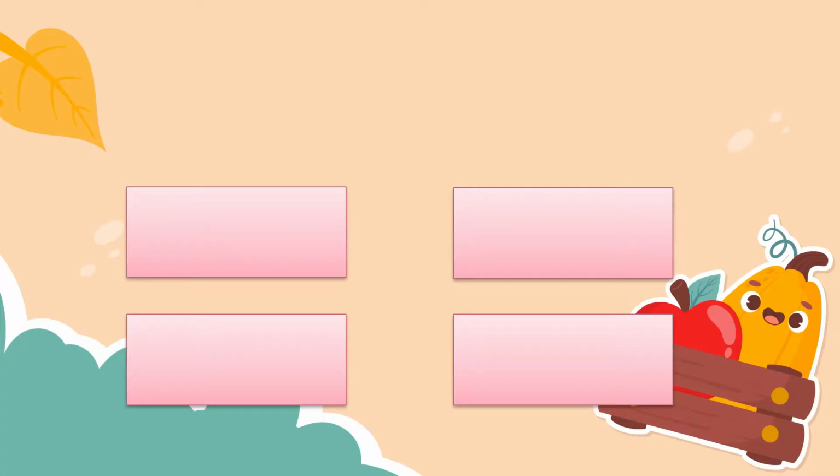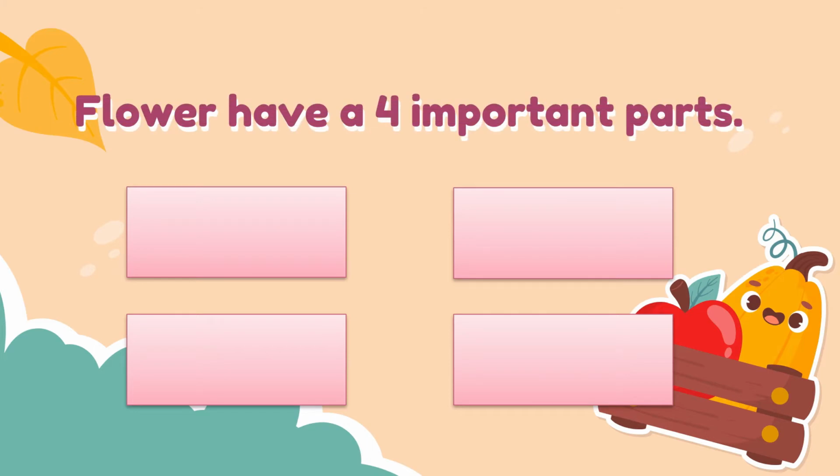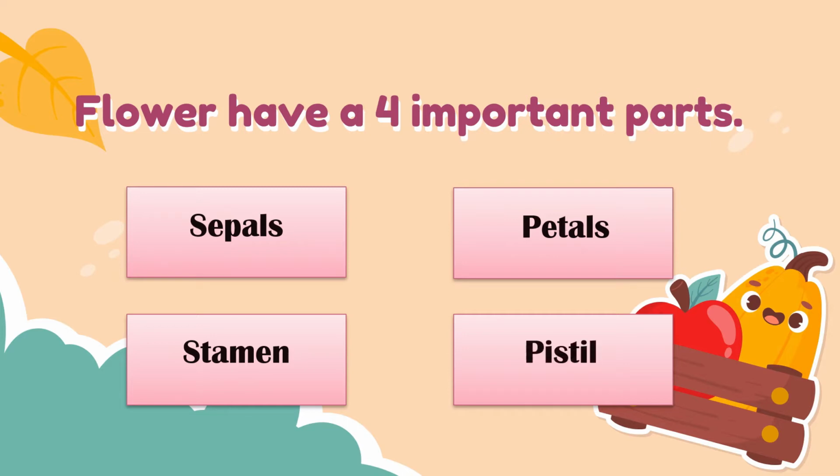Okay, class. Do you remember the 4 important parts of the flower? Great. What is the first important part? That is sepal. S-E-P-A-L-S. Sepals. Next, petals. P-E-T-A-L-S. Petals. And the third is stamen. S-T-A-M-E-N. Stamen. And the last part is pistil. P-I-S-T-I-L. Pistil. Once again, we have 4 important parts of the flower: sepals, petals, stamen, and pistil.